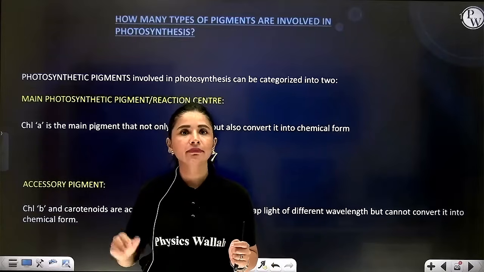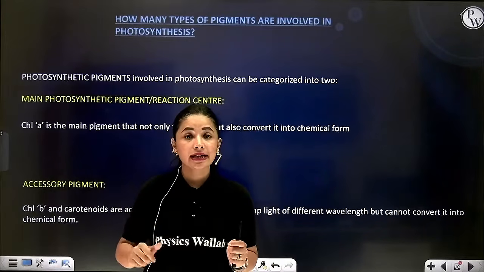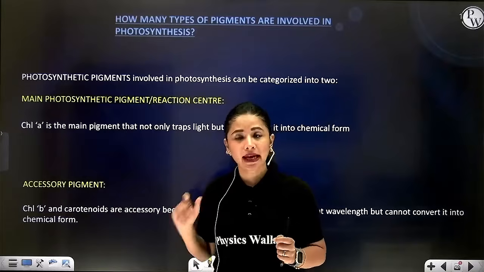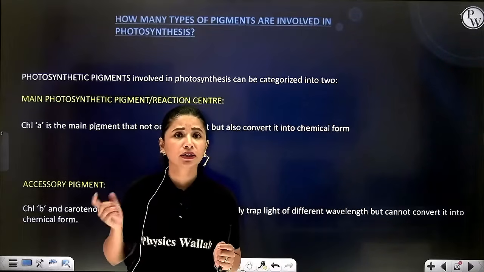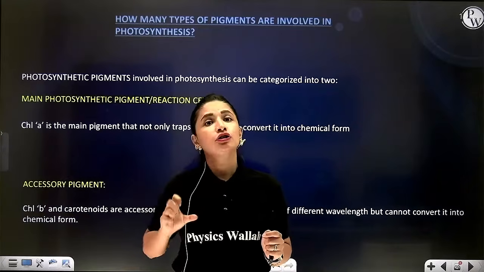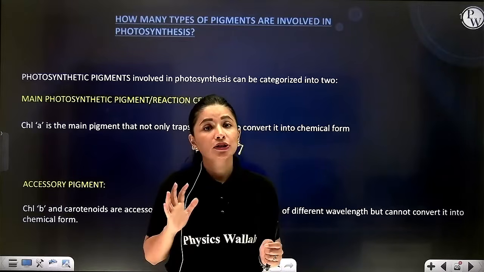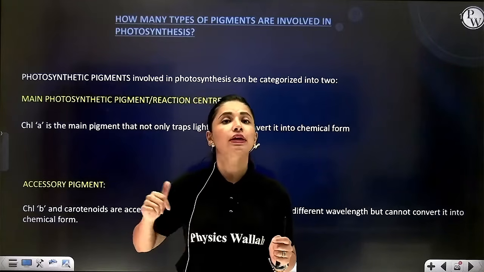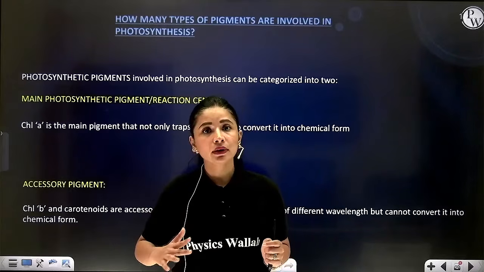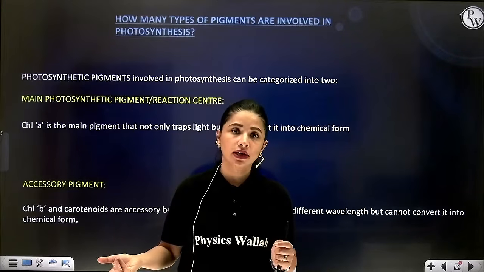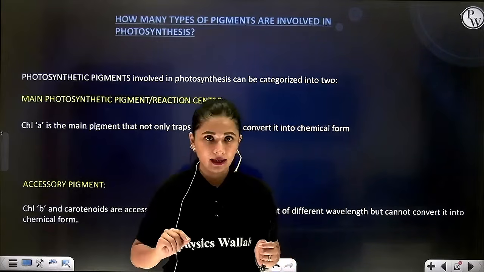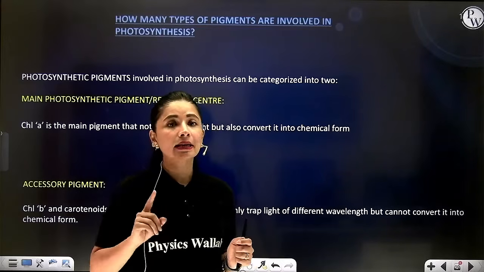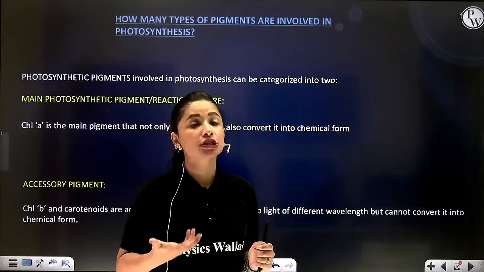The main photosynthetic pigment, also known as the reaction center, is chlorophyll A only. Chlorophyll A is known as the main photosynthetic pigment or reaction center because it not only traps light of different wavelengths but also has the capacity to convert that light energy into chemical form. However, the remaining three photosynthetic pigments, that is chlorophyll B, xanthophyll and carotenoids, are accessory pigments. Accessory means additional pigment.